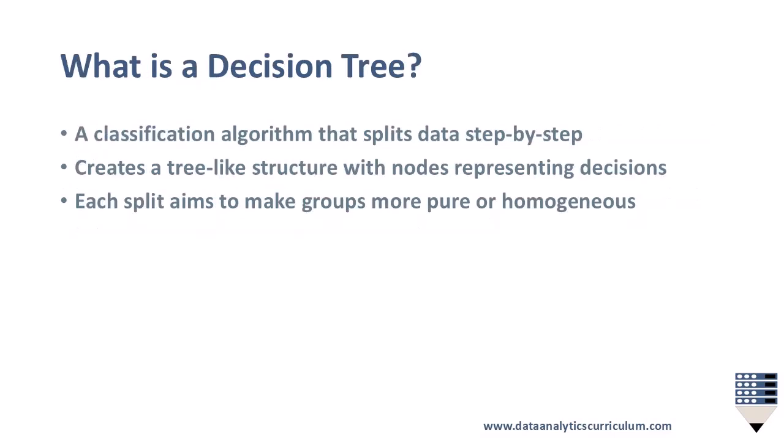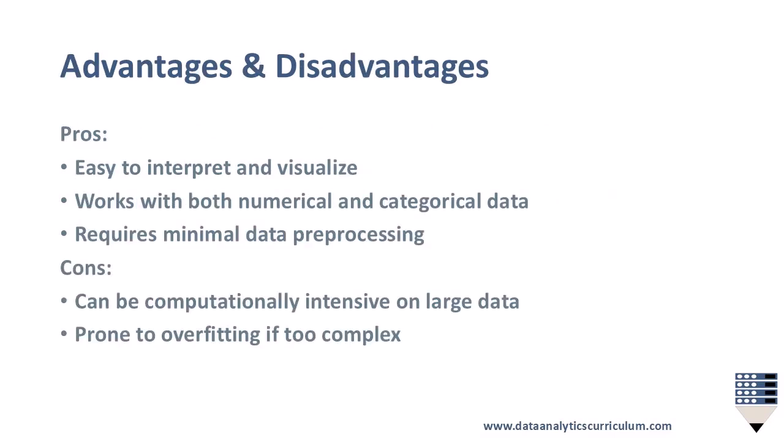What is a decision tree? A decision tree starts with your full dataset at the top. This is called the root node. The algorithm looks for the best way to divide the data so that the resulting groups are as pure as possible. At each step, it splits the data based on the variable that best separates the categories. Those splits form branches, and the final outcomes, the predicted classes, appear at the leaf nodes at the bottom of the tree.